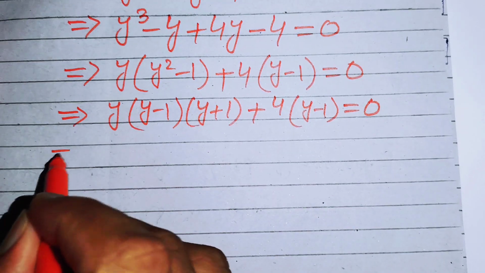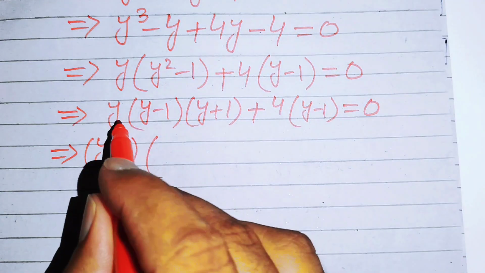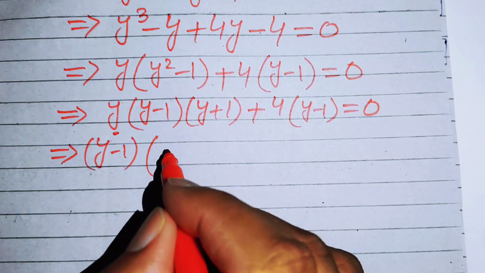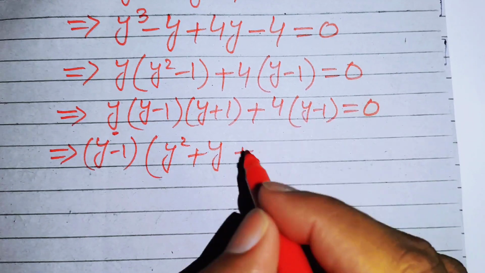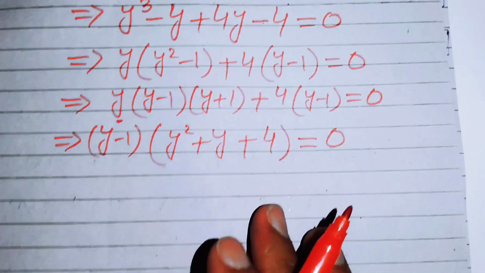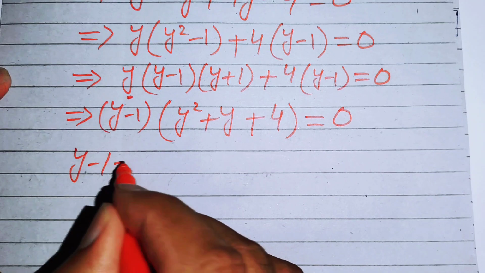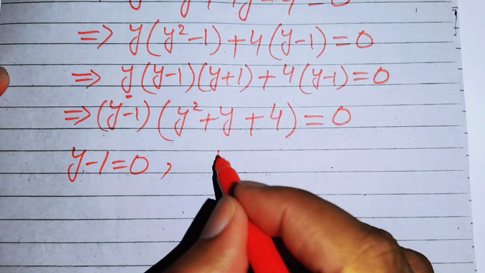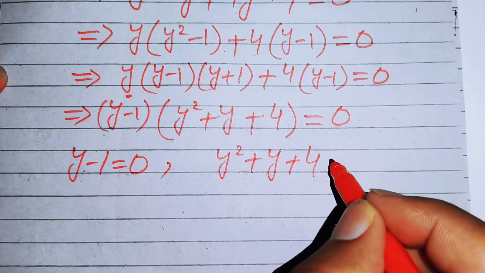So now you see that we will take common y minus 1 and you get here, we can multiply this y on this term and you get y squared plus y, and here we take common this one and here you get 4 only, and whole is equals to 0. So here we have two cases. The first case is we take y minus 1 is equal to 0, and the other case is we take y square plus y plus 4 is equals to 0.